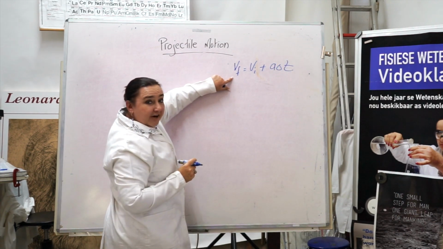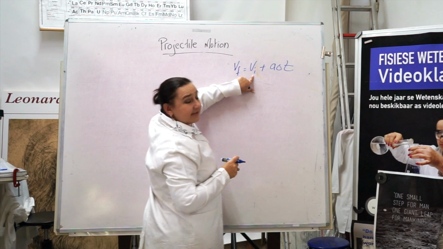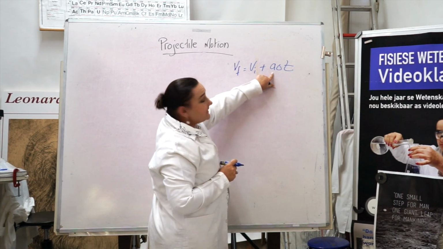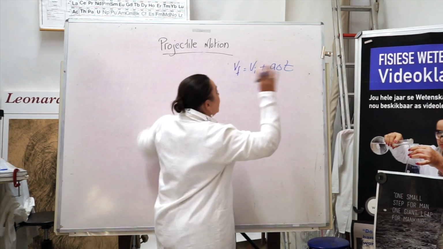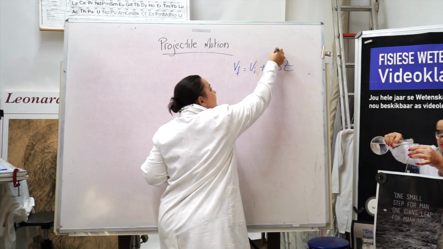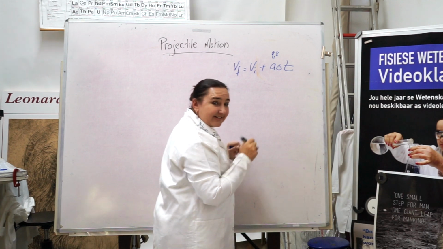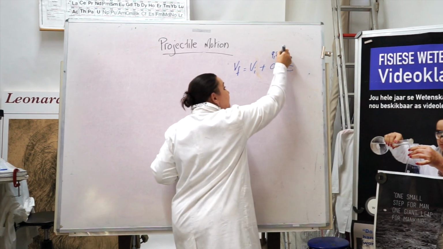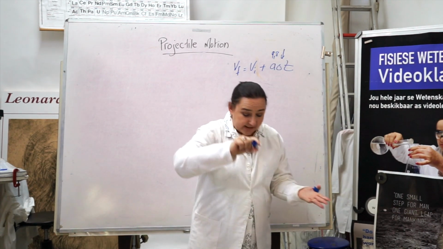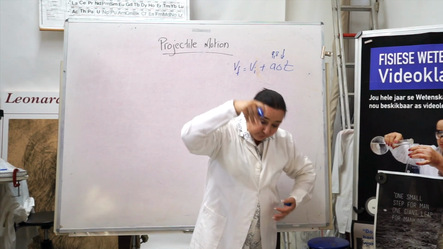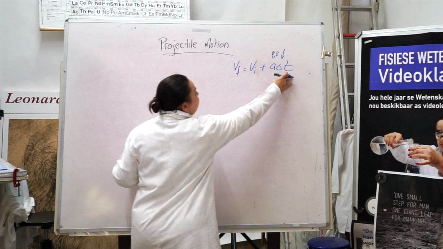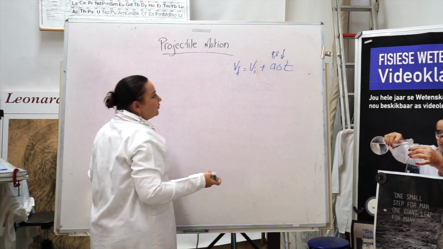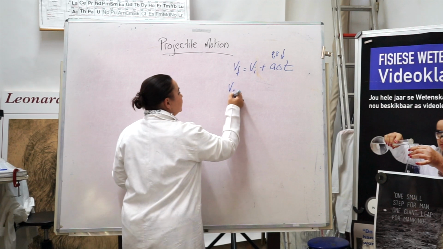Where this is my final velocity, initial velocity or speed, that is my acceleration, and when we work with projectiles, it's always going to be 9.8 meters per second squared downwards. Alright? So whenever I let something drop, it's going to fall downwards to the center of the earth. And we've got our time. So that's our first formula. The second one looks like this.